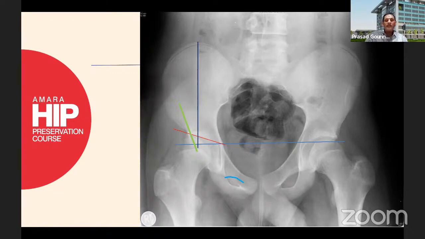That's a Shenton's line. So Shenton's line, when you draw a line here, look on the left side, goes along the inferior border of the head and the neck. So this one smooth arc is called a normal Shenton's arc. A broken Shenton's line is indicative of some abnormality, and usually it means that the head is subluxated. So it's not matching. The inferior part of the neck is much higher than the inferior border of the superior pubic ramus.